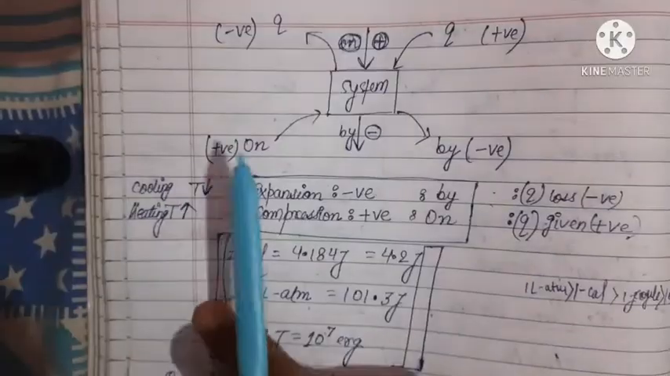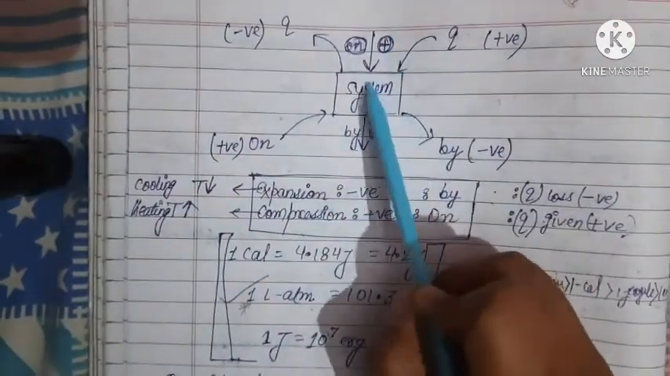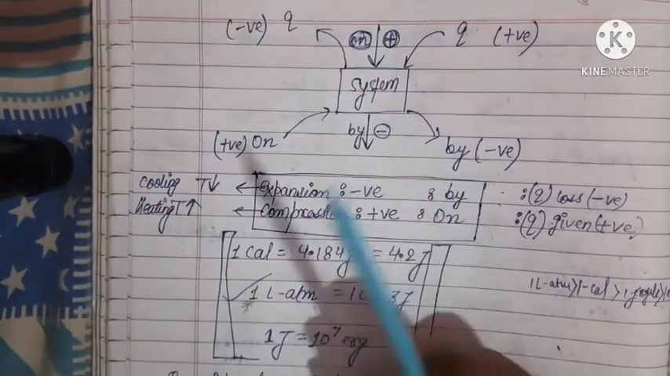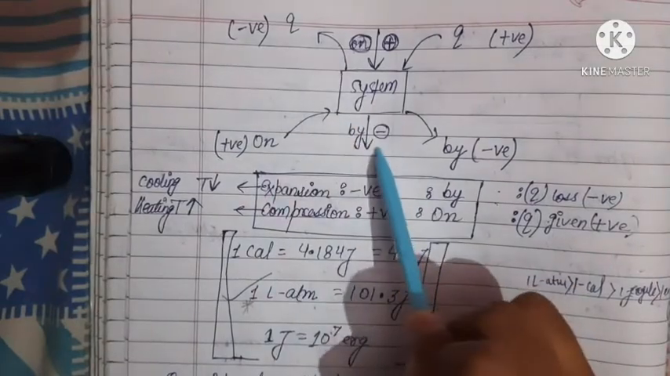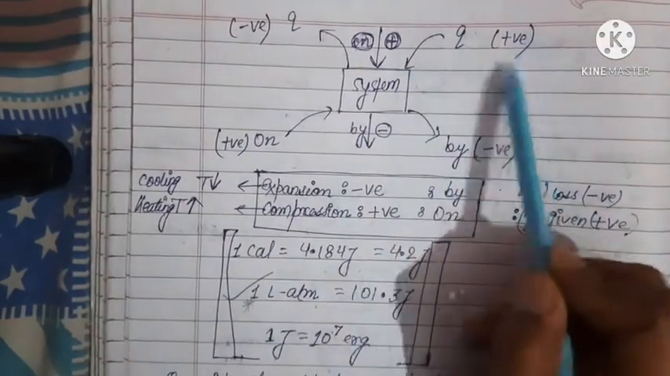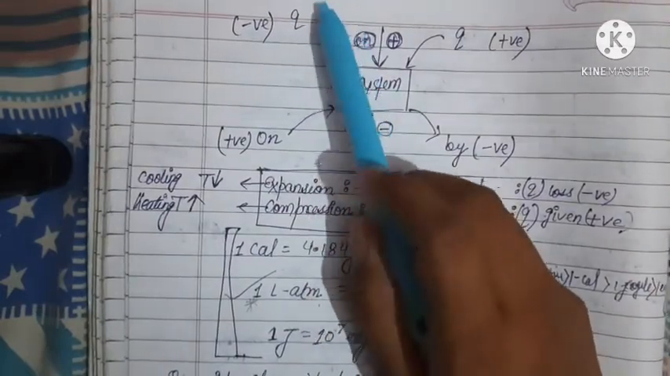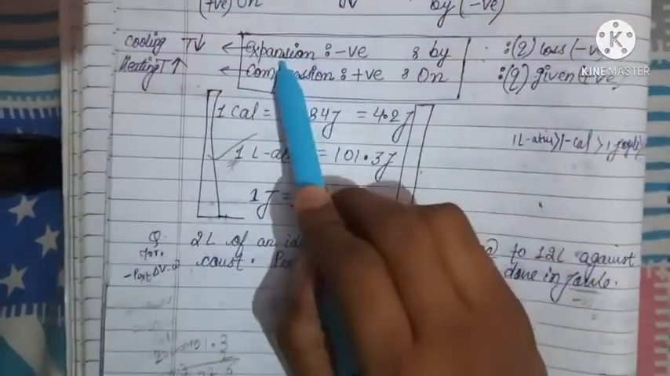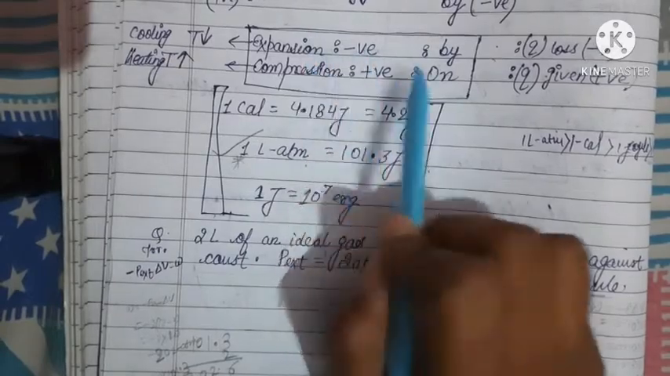Okay. Now, when we do work on the system, then it is positive. And when the work is done by the system, then it is taken as negative. When you give energy to the system, then it is positive. And when you take energy from the system, or the system loses energy, then it is taken as negative. Okay. Now, expansion: negative work, and compression: positive. Compression on and expansion by.